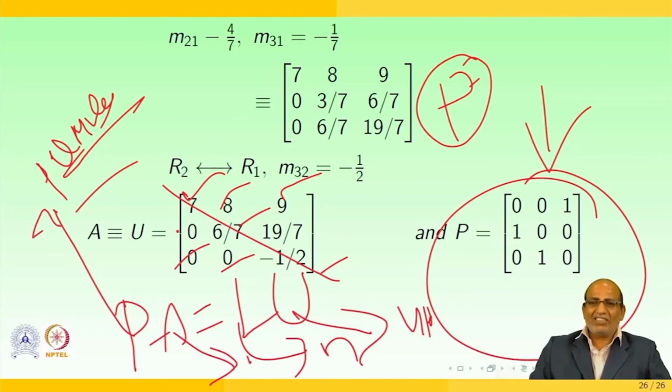In the next lecture, we continue the same strategy and see how we can do complete pivoting for linear systems. With this, I stop here.